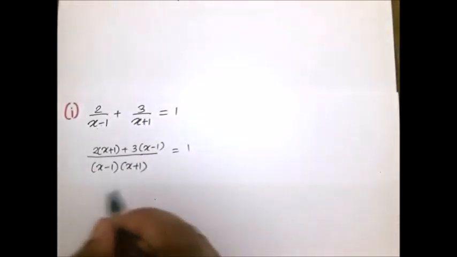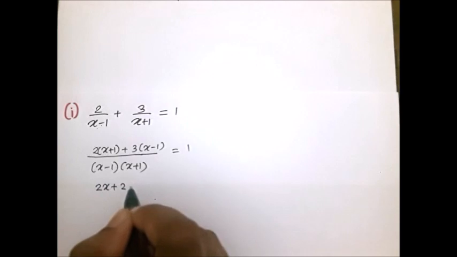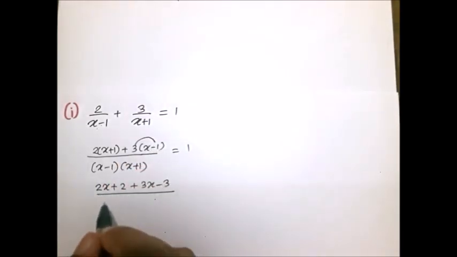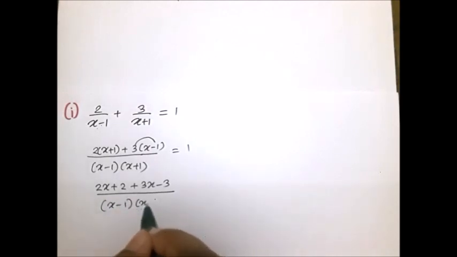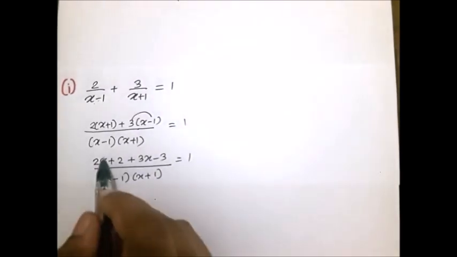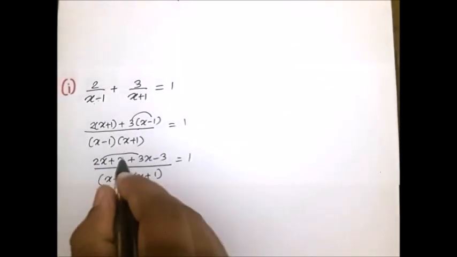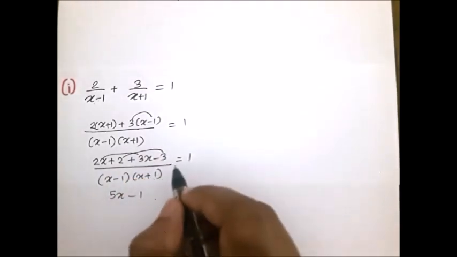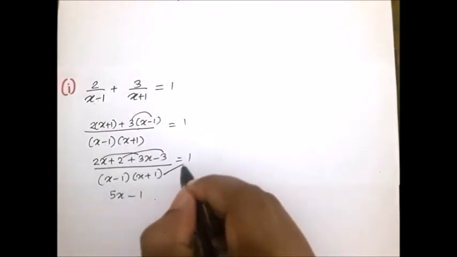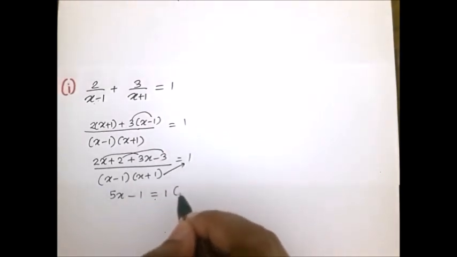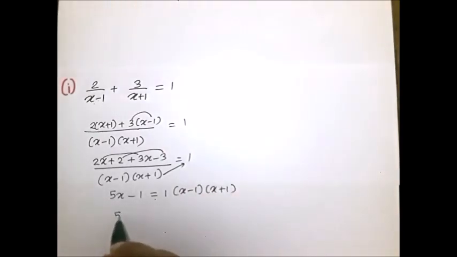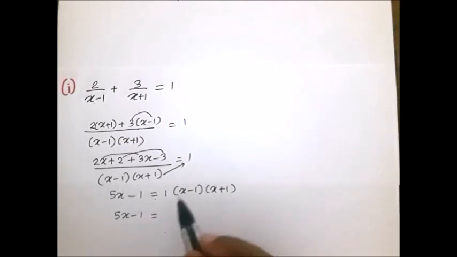Now remove brackets in the numerator. 2x plus 2 and 3x, here minus 3. Now simplify the terms in the numerator. 2x plus 3x, it is 5x. 2 minus 3, it is minus 1. You can multiply 1 by this denominator. Use cross multiplication method. 1 times x minus 1 times x plus 1. Left hand side 5x minus 1.